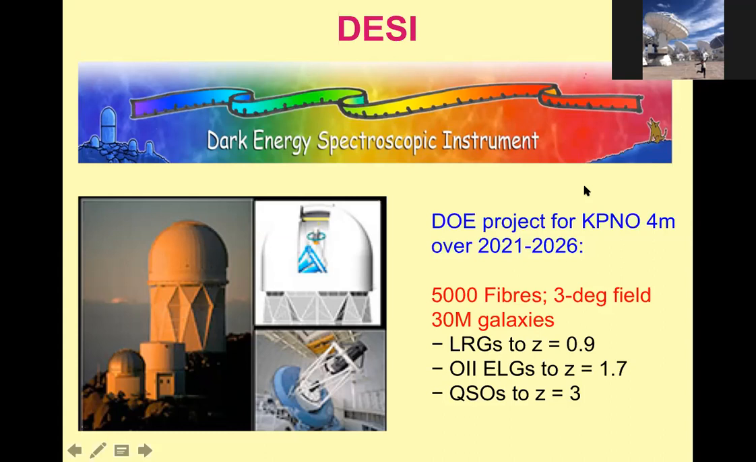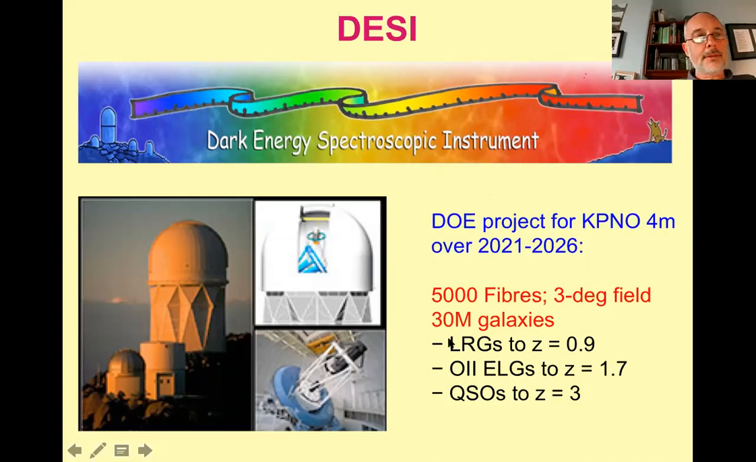Okay. Right. So this is the model of all redshift surveys. It's going to give us something about 10 times the current state of the art. We'll get a sample of about 30 million redshifts by taking over the Kitt Peak 4-meter telescope for a 5-year project that's actually underway right now.